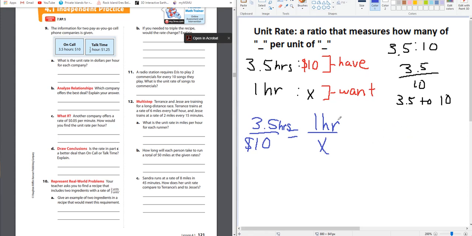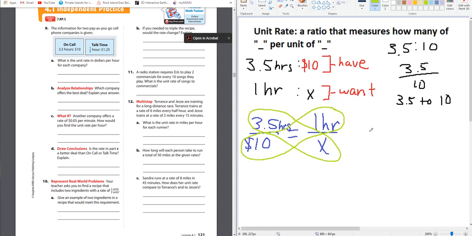So once I'm here, this is my setup. I am now going to do the butterfly method. If you remember, the butterfly method is we literally make butterfly wings. So here's my first butterfly wing, there's my second butterfly wing. And now that I made my butterfly wings, I'm going to multiply within the wings.